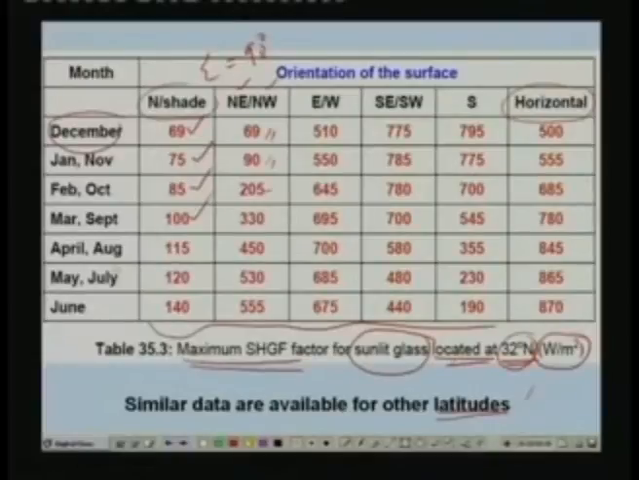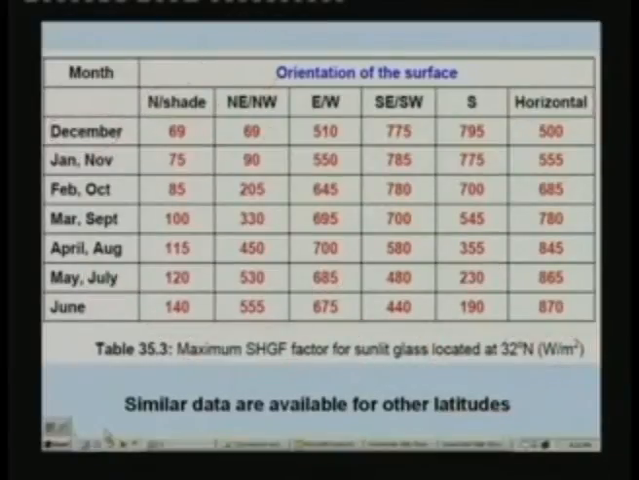For example, I would like to find out, during the month of July, what is the solar heat gain factor through a south facing window. That value is given by 230. For an east or west facing window it is 685. Like that we can find out the SHGF maximum. One interesting thing you can observe here is the benefit of putting the window on the south side.